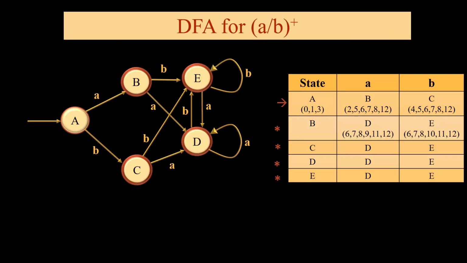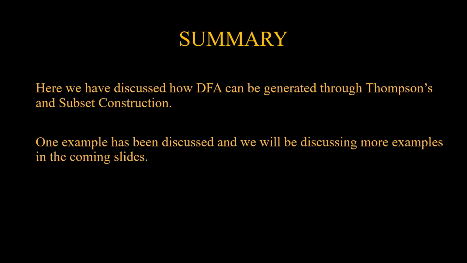Now we see that we have drawn the DFA for A or B plus. If we see this DFA, A is the start state which has the symbol 0. All the states which have the final state of Thomson's construction will be considered as final state. In Thomson's construction, final state was 12. Since B, C, D, E, all 4 states have state number 12 as part of it, so all these 4 states will be final states. So this is the DFA for A or B plus.